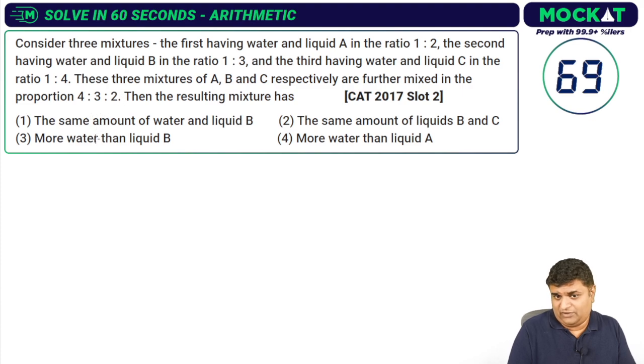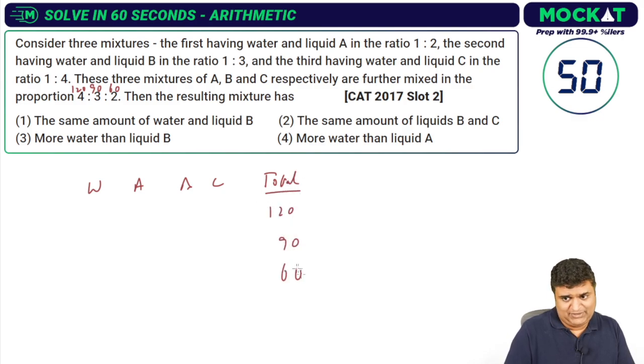I want it to be a multiple of 5. So 40, 30, 20. Now I want it to be a multiple of 3 as well. So 3 4s are 12, right? So 120, then this is 90 and this is 60, right? So water and A, B, C and the total over here. So the total is going to be 120, 90 and 60, right?